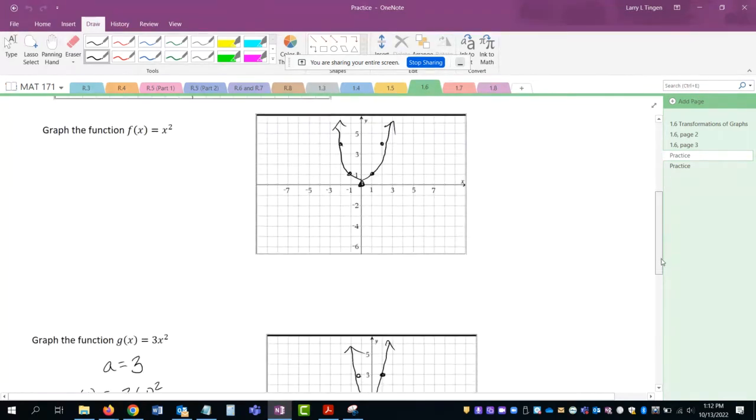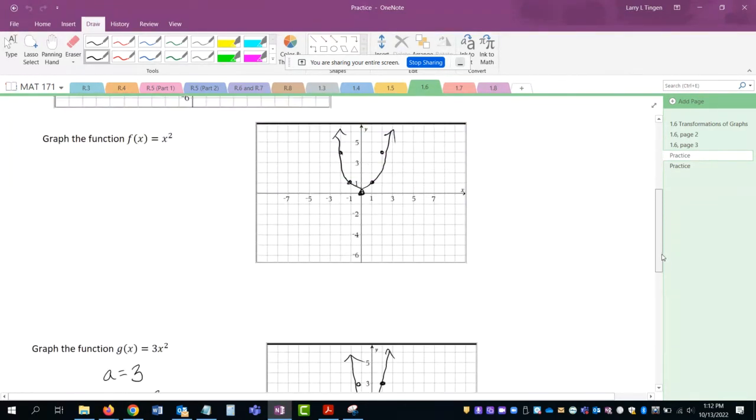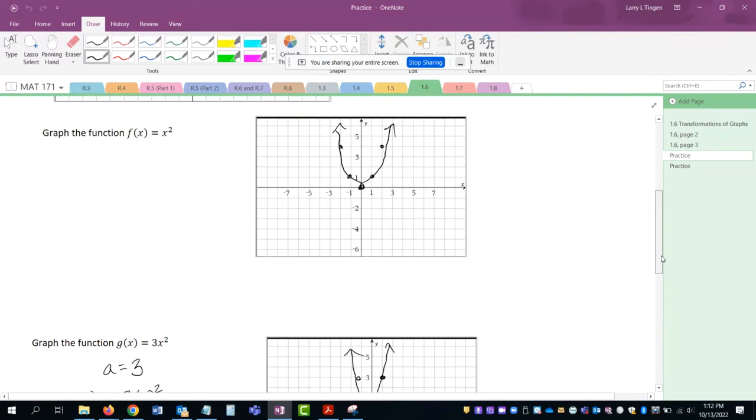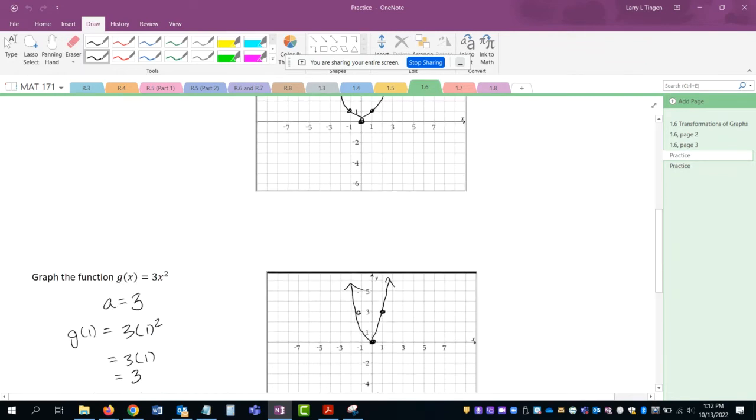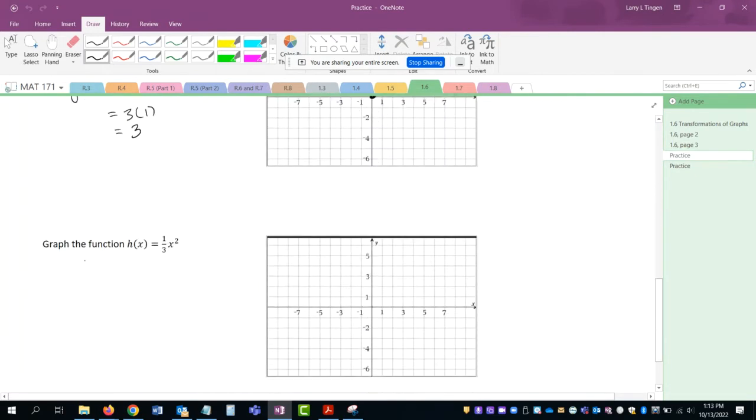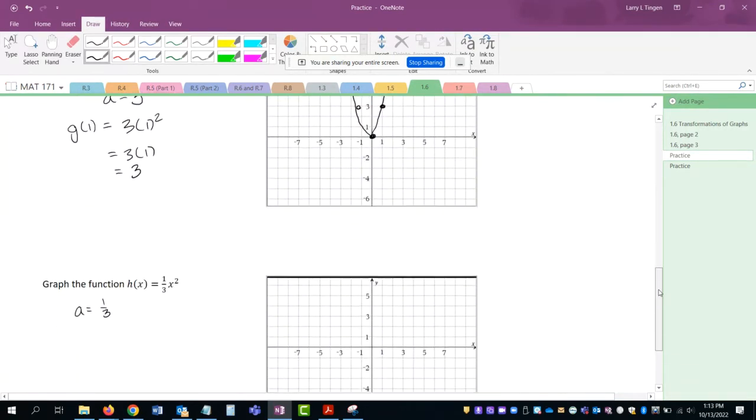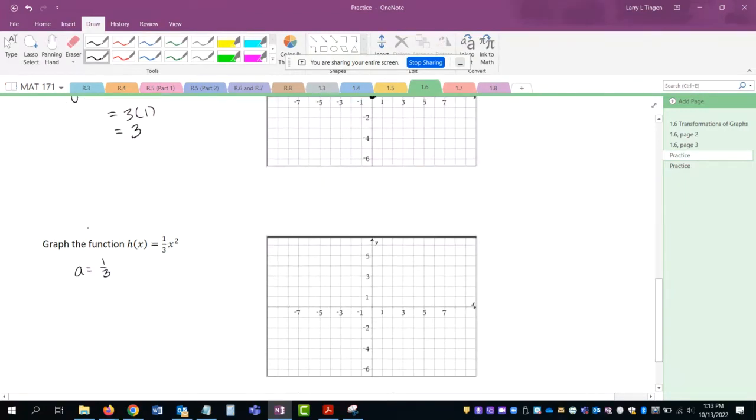And then we're given x squared. Then we're told to do 3x squared. And then below that, we're told to do 1/3 x squared. So x squared gave us the parabola we're used to. 3x squared is a lot steeper. And then when I do 1/3 out front, that means that I'm going to do what? This is going to be a horizontal compression or shrink.